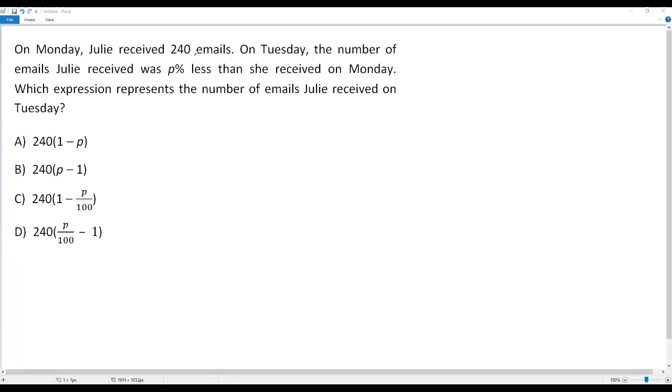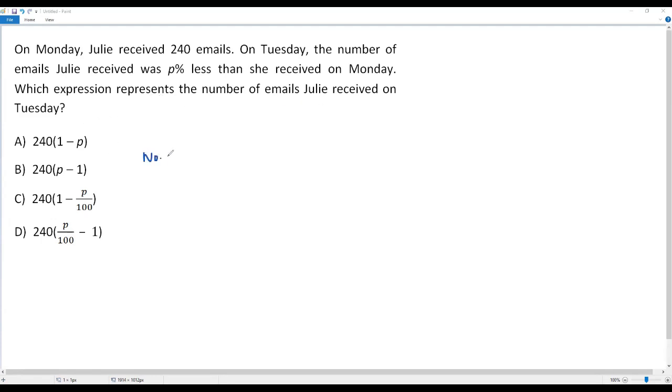On Monday, Julie received 240 emails. On Tuesday, the number of emails Julie received was P% less than she received on Monday. Which expression represents the number of emails Julie received on Tuesday? Okay, here we have to find the number of emails received on Tuesday.